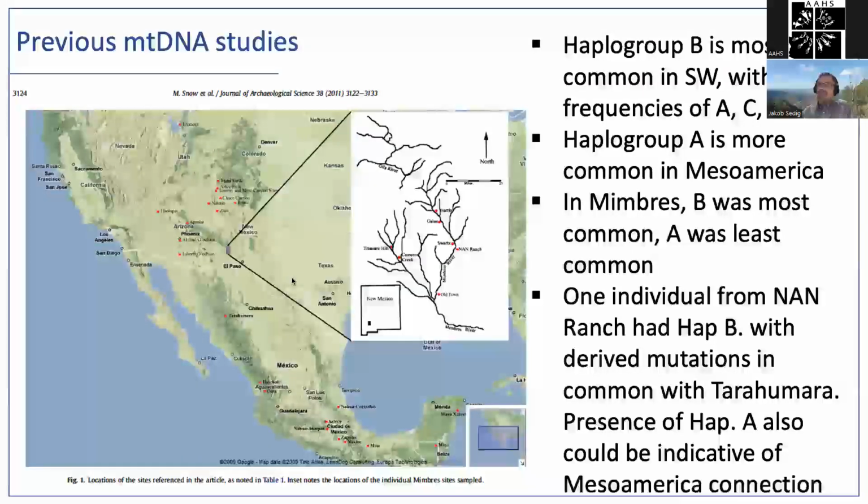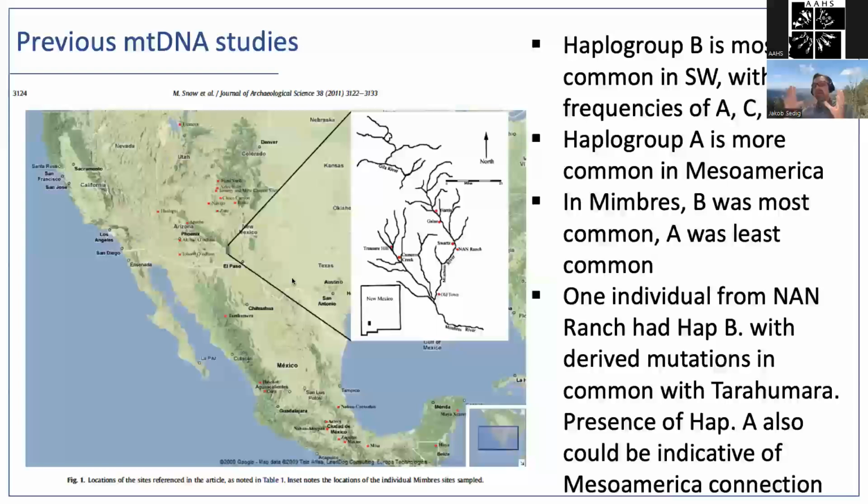But because of the way NAGPRA regulations were written 15 years ago, the engagement and the consultation that occurred was not what we would do today. With that being said, what this study found by examining mitochondrial DNA with some individuals from the Mimbres region was that, well, there's a couple interesting things.